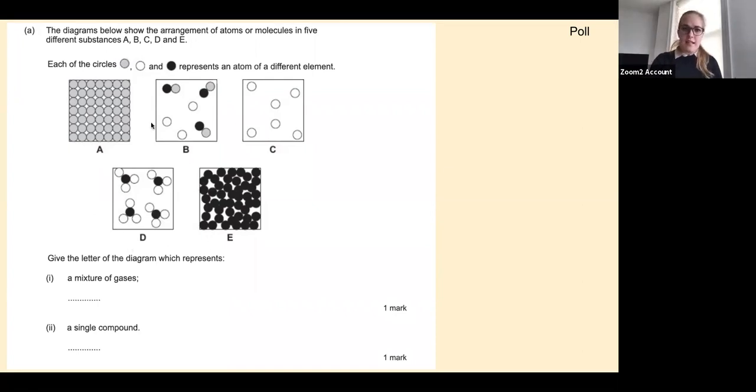So a lot of you guys said A, and A is actually an element because there's just one kind of atom in A. All right, so great job on these questions.